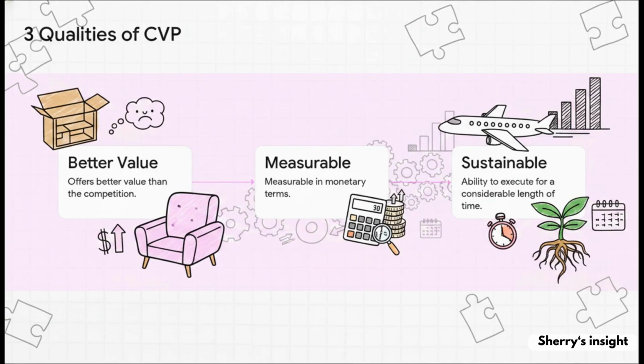Even if you do end up with one annoying leftover screw. Second, it has to be measurable in monetary terms. You have to prove it's a better financial choice. And third, it must be sustainable over time. Take FedEx, for example. They recognized the massive value in guaranteed overnight delivery, and they totally changed the transportation game in a way they could sustain and scale for decades.